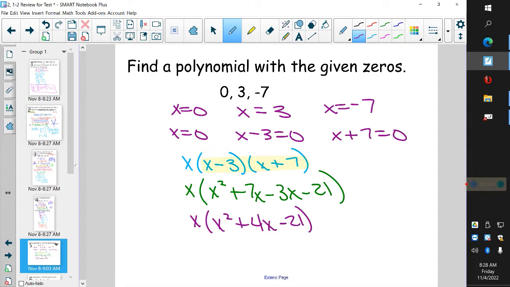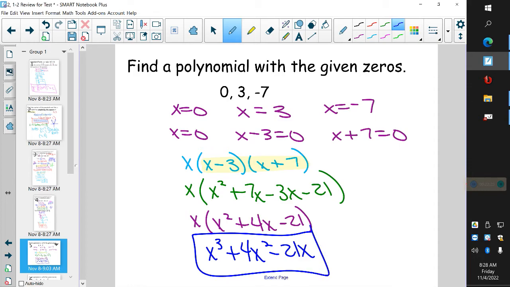And then lastly, what do you think I should do? You should distribute. Distribute: x cubed plus 4x squared minus 21x. Know it. It's on the test. You need to be able to do it. That is an easy one.